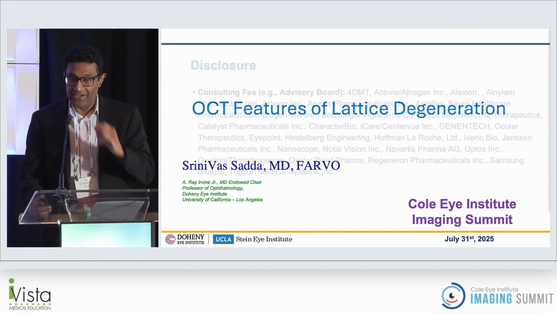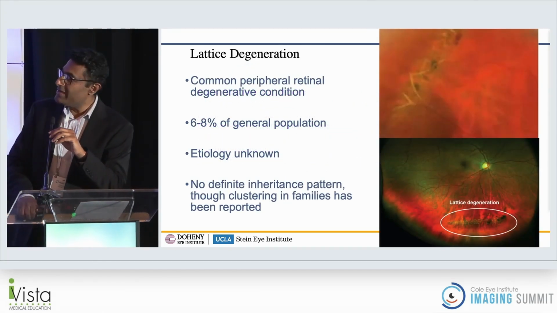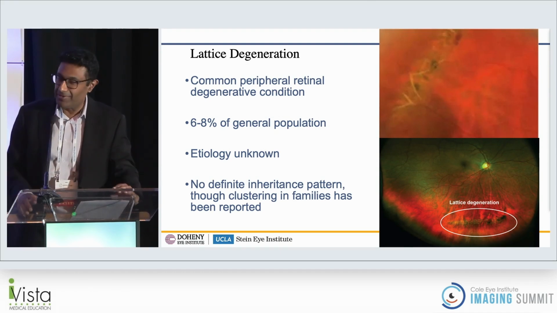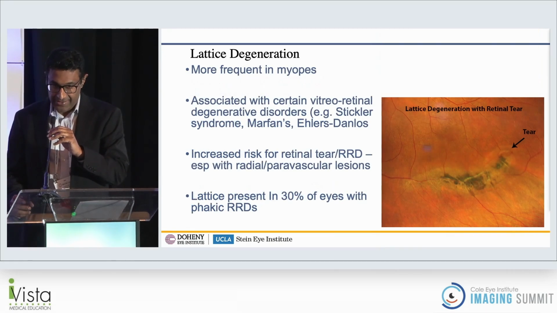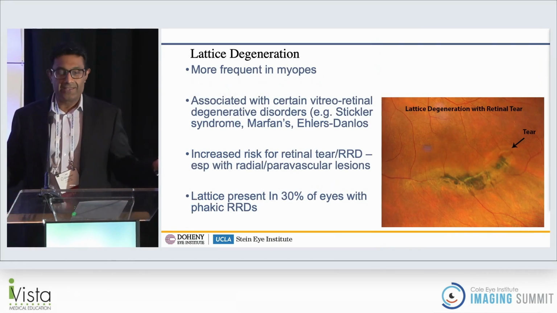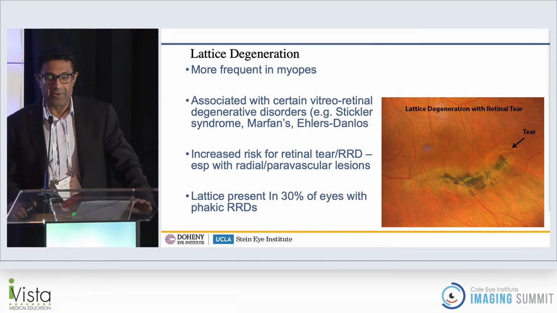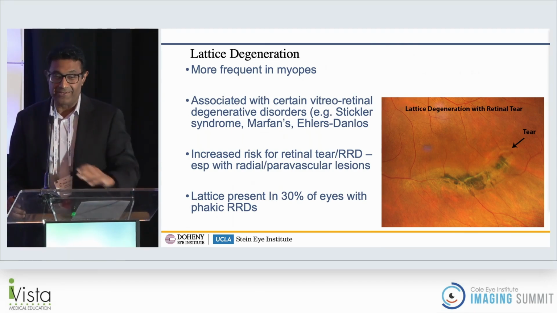So, okay, I'm going to talk about lattice degeneration. These are my disclosures again, which is weird, right, for somebody to talk about lattice degeneration. I mean, it's such a common problem. 7% of people have this. We don't really know why. We haven't really come up with a genetic explanation. Obviously, more frequent in myopes. And we know that even though retinal detachment might be rare with lattice, many patients who have retinal detachment have lattice, right? So that's what the data shows.